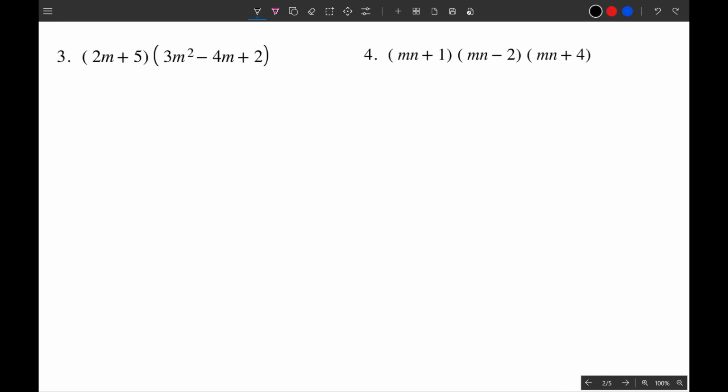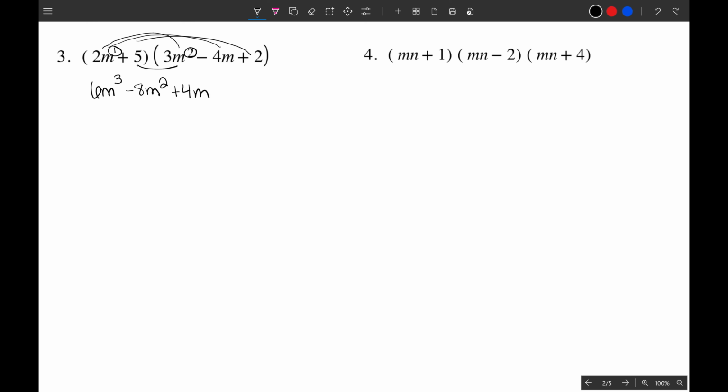All right, on number 3, we're going to switch to multiplying. So you'll multiply just like you always have. I'm going to distribute. So 2m times 3m squared is 6m to the third. Remember, when you're multiplying, you add those exponents together. So you have the 2 and the 1, which makes the 6m to the third. Then we have 2m times negative 4m is negative 8m to the second. And 2m times 2 is 4m.